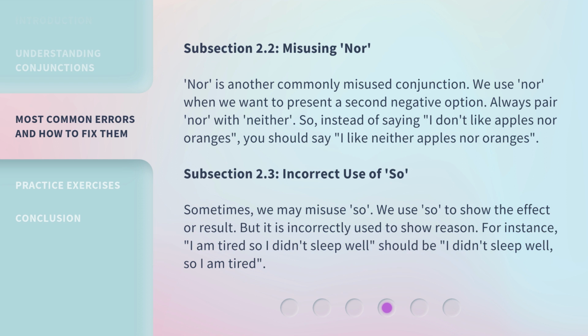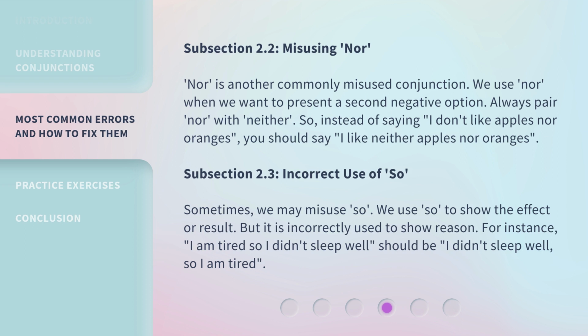Subsection 2.2. Misusing nor. Nor is another commonly misused conjunction. We use nor when we want to present a second negative option. Always pair nor with neither. So, instead of saying, I don't like apples nor oranges, you should say, I like neither apples nor oranges.